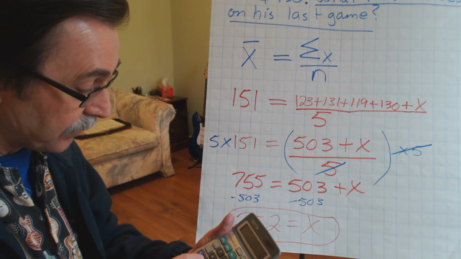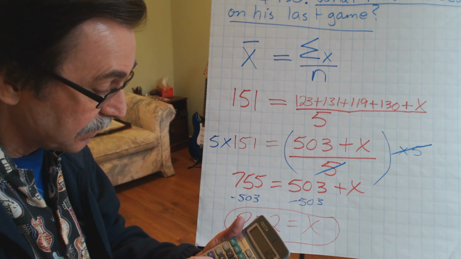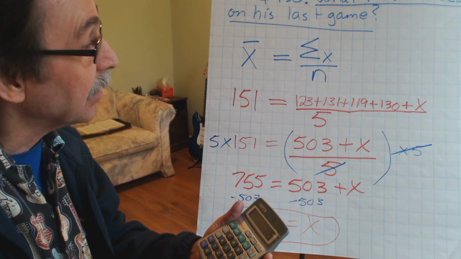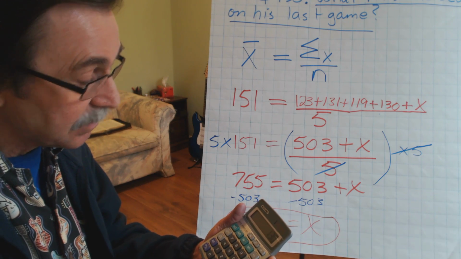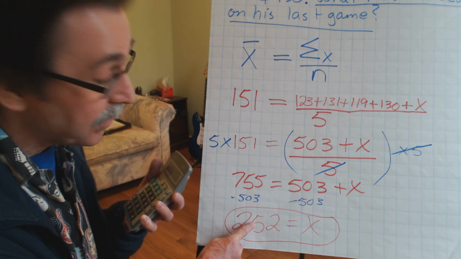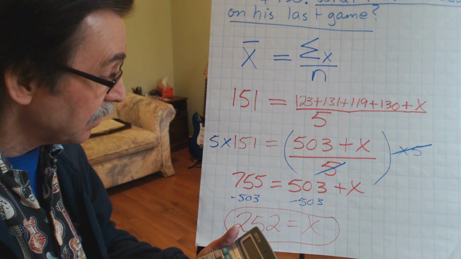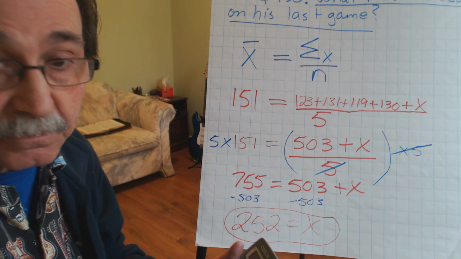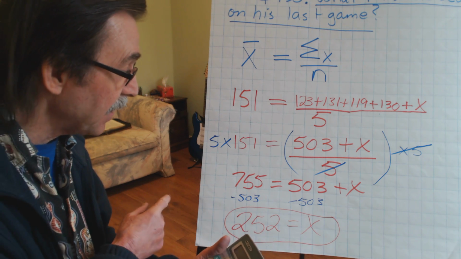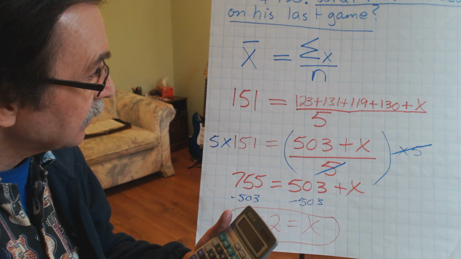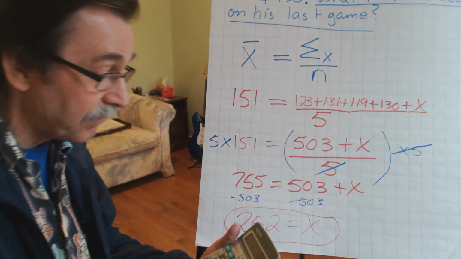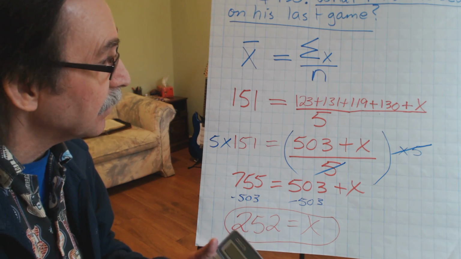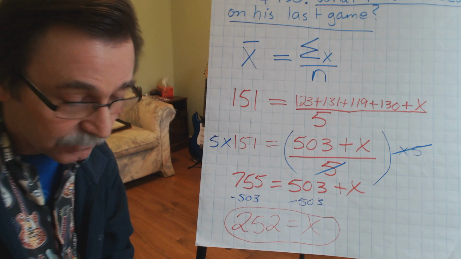So we got 123 plus 131 plus 119 plus 130 and plus this so-called answer that we have here, we're going to find out in a minute if we're right, plus 252 equals 755. Oh, we've seen that number already today. And guess what? We took all those scores, divide by 5, see what happens. Divide by 5, and sure enough, you get 151. That is the right answer, 252.